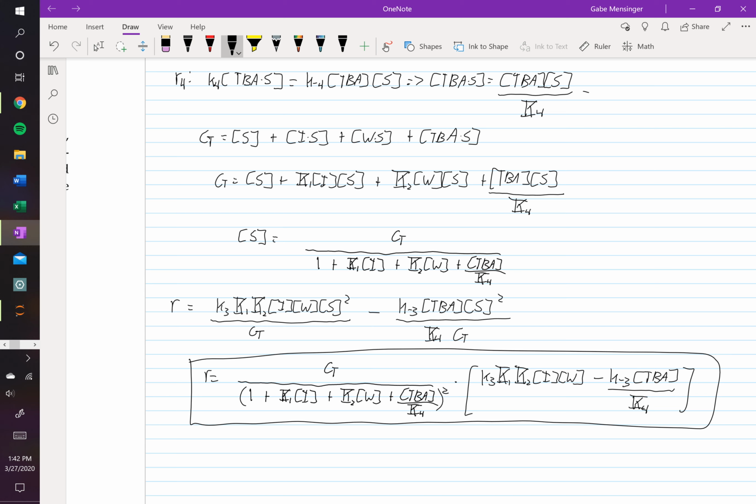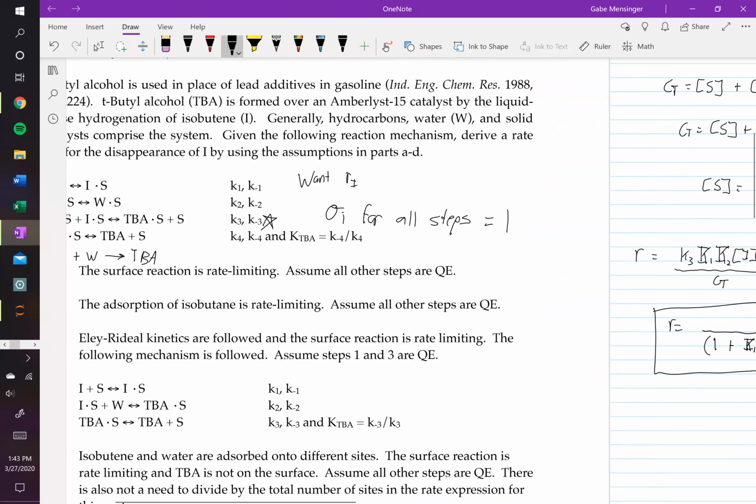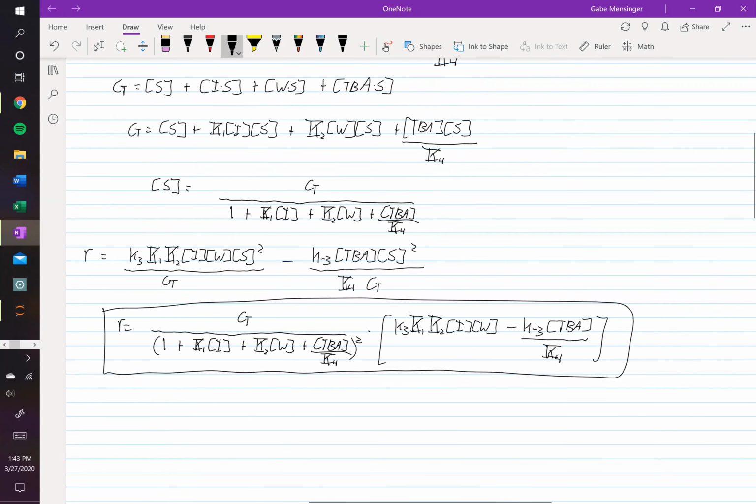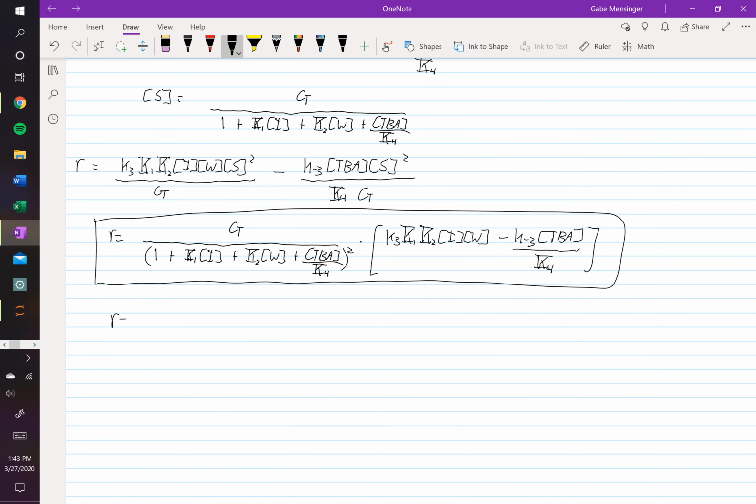Oh, and I forgot a little side note because I was trying to make sure that my answer made sense. So we actually know that we have this notation right here. So the actual rate expression is almost the same. We just don't want to have any of that capital K4 in there, because we can say that 1 over capital K4 can simplify to capital K TBA.